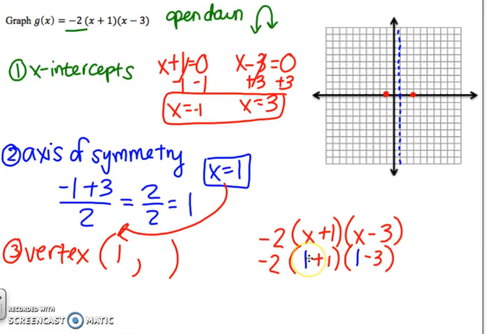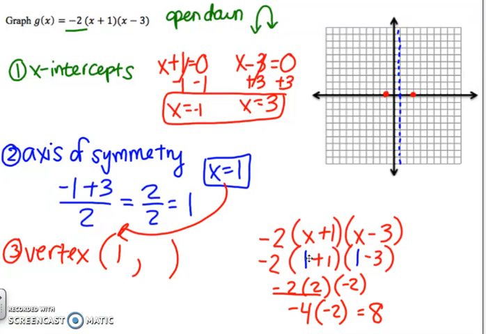So I'm going to substitute in this 1 everywhere I see an x. And so 1 + 1 is 2. And then 1 - 3 is -2. And I'm going to bring down this -2. -2 times 2 is -4. And bring down that -2. -4 times -2 is going to be 8.